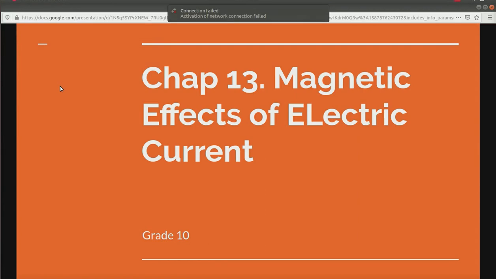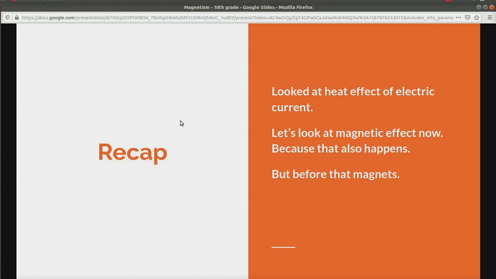Hi guys. So today we will start with the next chapter in your textbook, chapter 13, which is magnetic effects of electric current. So just a recap, okay. In the previous chapter we had looked at the heating effect of electric current. This chapter we will be looking at the magnetic effect. Okay, it is very interesting.